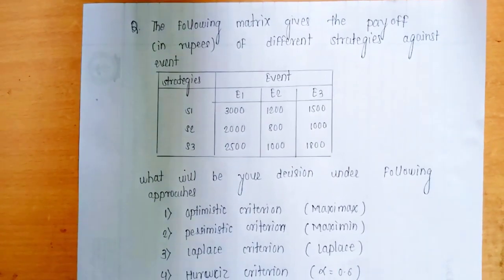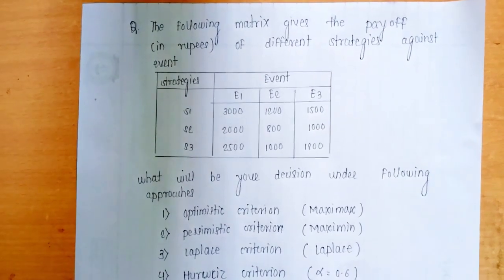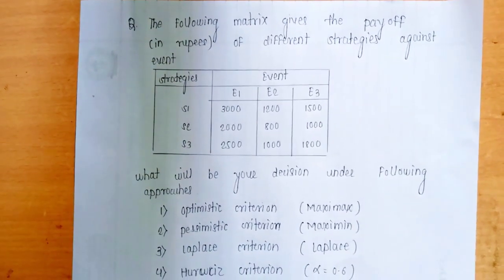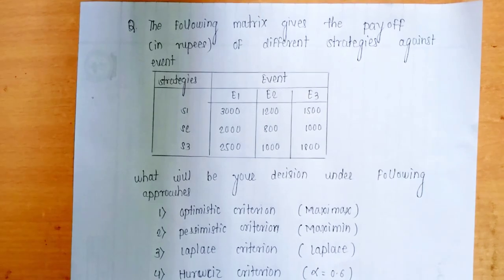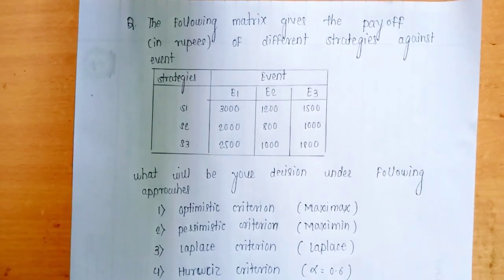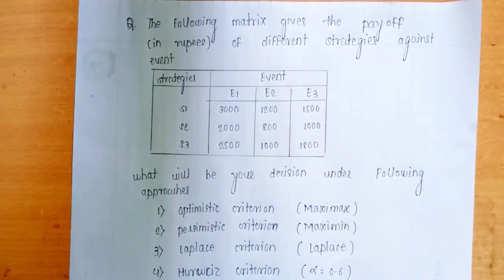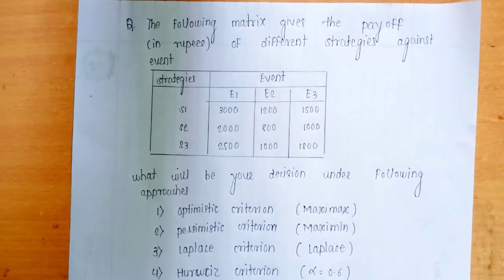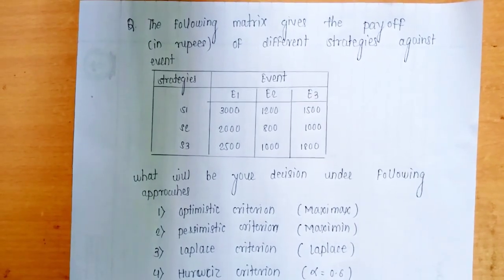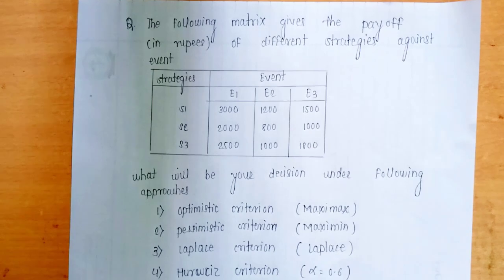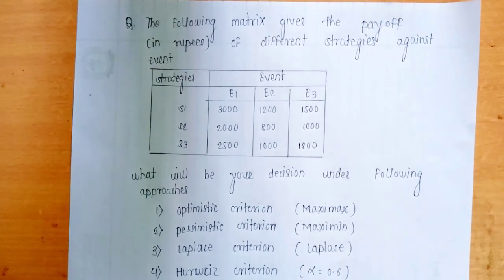So today we are going to see the decision theory problems. The question is, the following matrix gives the payoff in rupees of different strategies against the event. So here is the table where strategies and events are given. The strategies are S1, S2, S3 and the events are E1, E2, E3 where the values are given respectively.